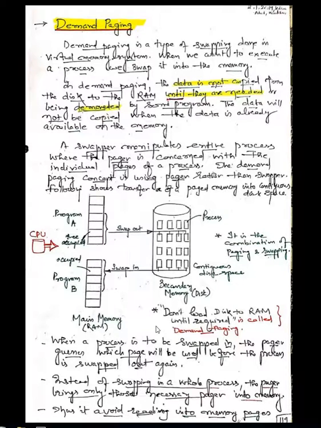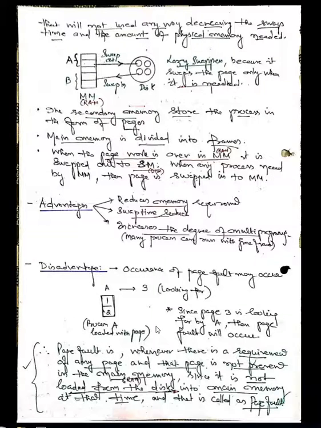This is to avoid reading into memory pages that will not be used anyway, decreasing the swap time and the amount of physical memory needed. Swap in, swap out. It is a lazy swapper because it swaps the page only when it is needed, depending upon the needs. The secondary memory stores the process in the form of pages, as I have already shared.